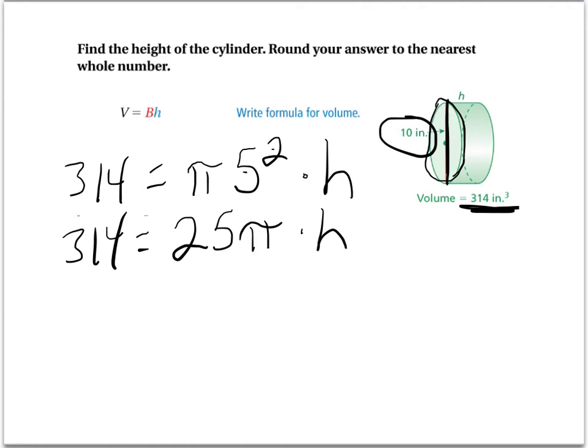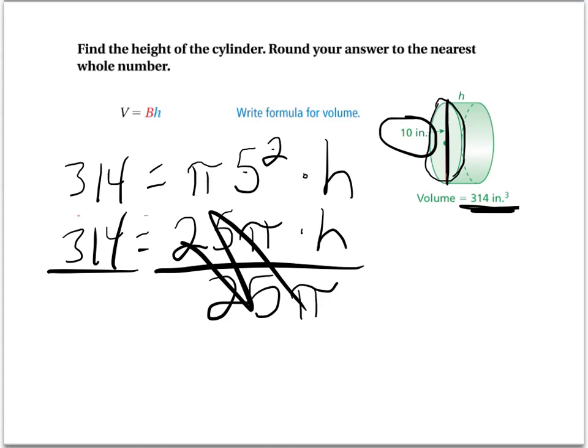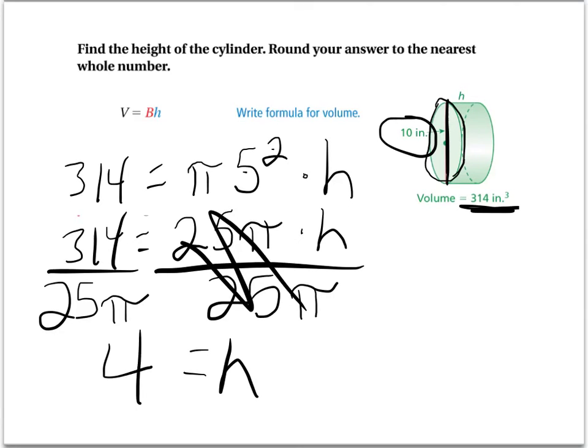When I go ahead and solve that out, I'm basically going to divide both sides by 25 pi. That'll cancel out over here, and I'm taking 314 divided by 25 pi, which gets me a height of 4. Now, interestingly enough, think about this for a second. We are no longer talking about inches cubed. That was my volume answer. We're just talking about the height of the object, so the height would just be in inches. So it would be 4 inches as my answer there.